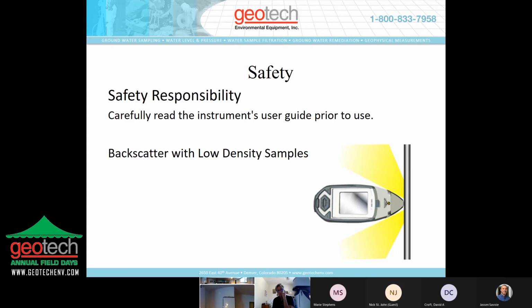When you're shooting samples with low density, you're going to have a little more backscatter. So that's backscatter from here. So you don't want to have your hands over here shooting directly into the sample. There's no reason for you to have any body parts in the way of the backscatter.